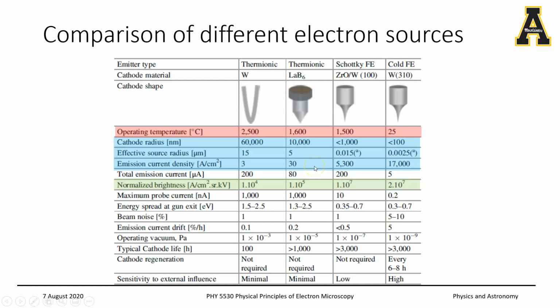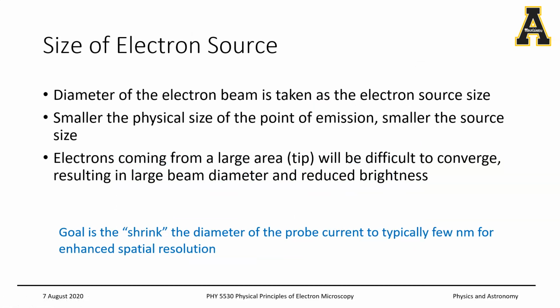All right. So the size of the electron source is critical, because essentially what you want to do is decrease the probe beam, that is the beam that is finally incident on your specimen or your sample. So you want to decrease the probe beam diameter down to about 10 nanometers or lower. But if you start with an electron source where the beam diameter is in the order of tens of microns, that means you have to scale it down over a factor of 2 or 3, which becomes a problem. But then there are ways to go about it. So basically, the smaller the size of the point of emission, the smaller is the source size. That is ideal. And so the goal is to shrink the diameter of the probe current to typically a few nanometers. That enhances the spatial resolution that you see in your images.